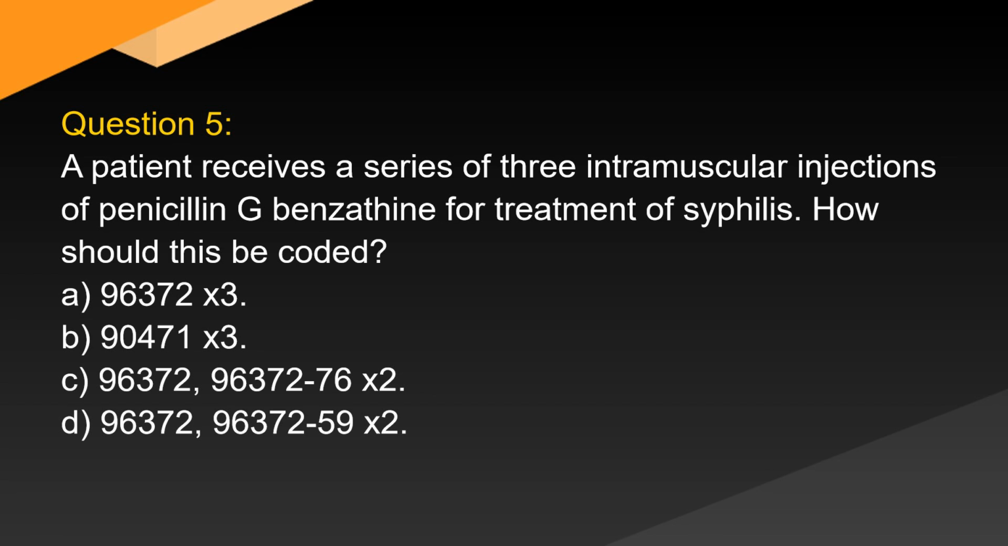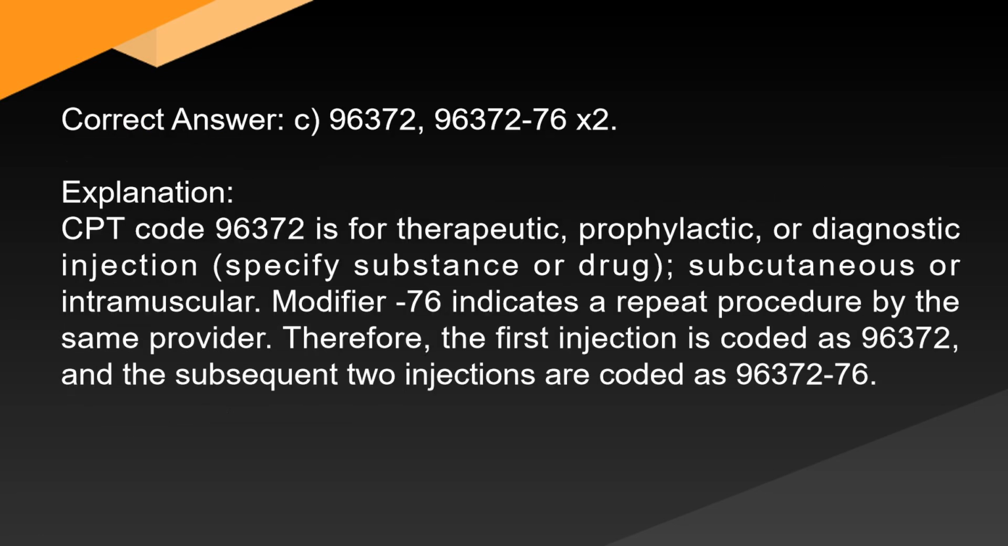Question 5. A patient receives a series of 3 intramuscular injections of penicillin G-benzathine for treatment of syphilis. How should this be coded? A. 96372 x3. B. 90471 x3. C. 96372, 96372-76 x2. D. 96372, 96372-59 x2. Correct answer, C.